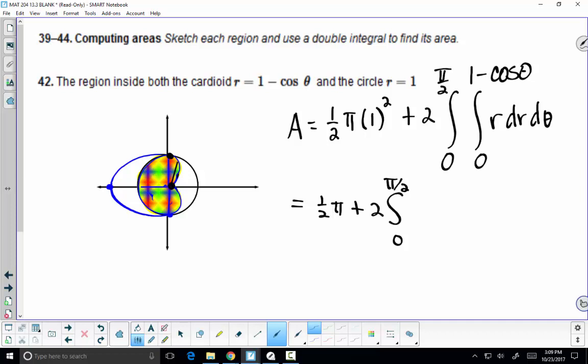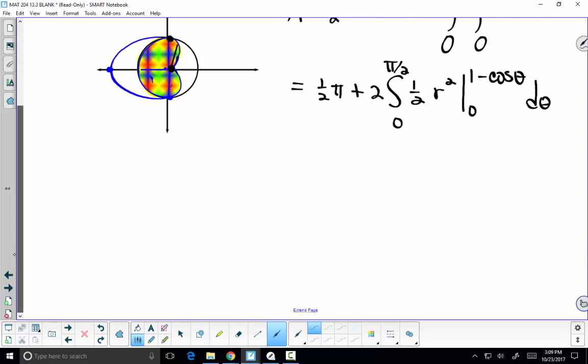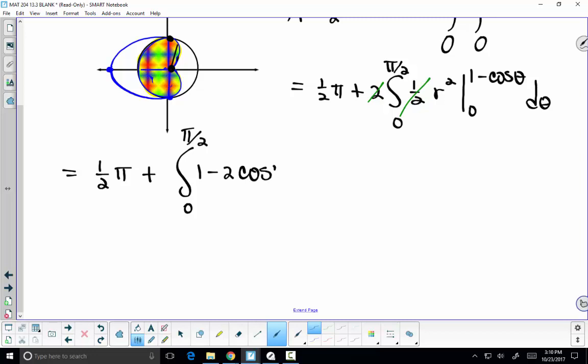Integrate here, we get r squared over 2, from 0 to 1 minus cosine of theta, d theta. That gives us 1 half pi, or pi over 2, whatever. The 2 and the 1 half go away, and then we still have our integral, 0 to pi over 2. The 0 gives us nothing, and then we have to square that thing. So we get 1 minus 2 cosine theta plus cosine squared theta.